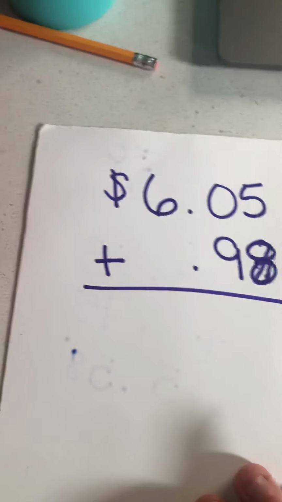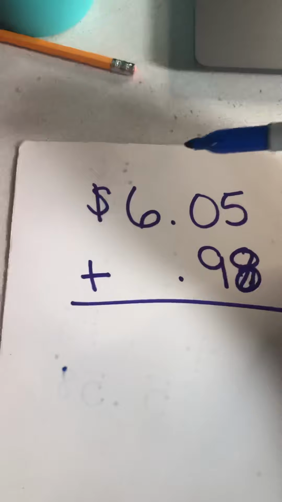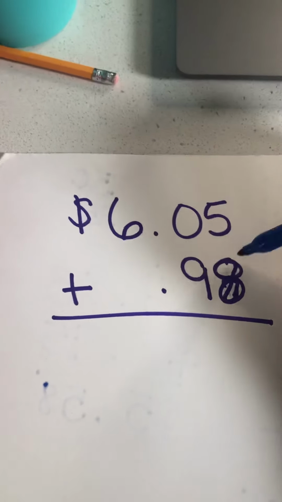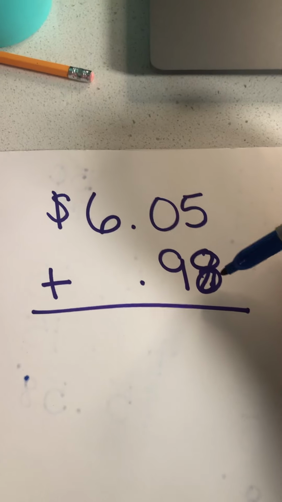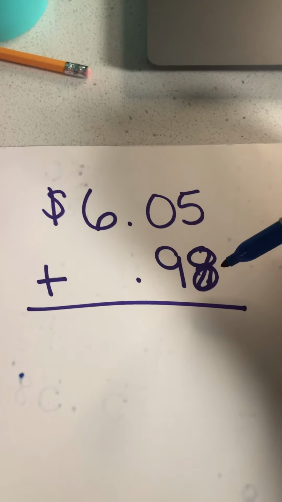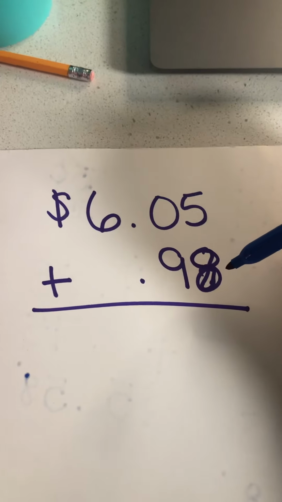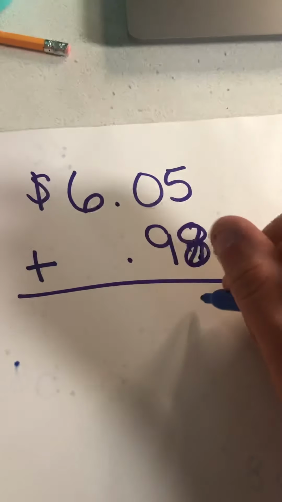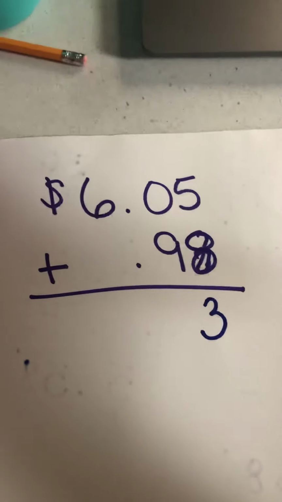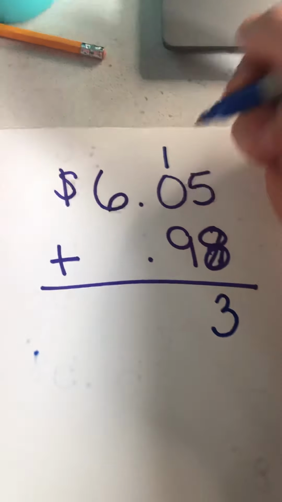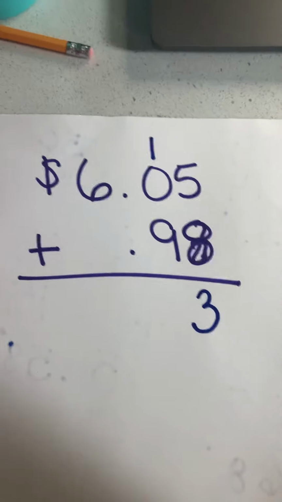So let's work on this one, shall we? Here we go. So first we're going to take care of our ones. 5 plus 8. Okay, we're looking at 5 plus 8. That's going to give us 13. Yes. So we're going to bring down our 3. And what am I going to do? I'm going to regroup. I'm going to bring my 1 up to my 10s, okay?